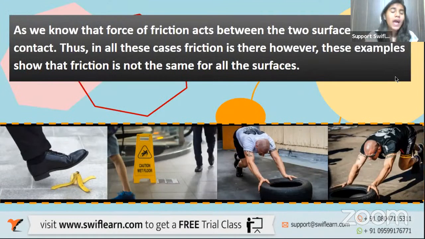Yes or no? As we know, the force of friction acts between two surfaces in contact. Thus, in all the cases that we discuss now, whether it's the banana peel, a wet floor, a rough surface or a smooth surface, friction is not the same on all surfaces, right? On a rough floor surface, friction is more, right? It is more difficult to push or drag something, right? Friction is more.